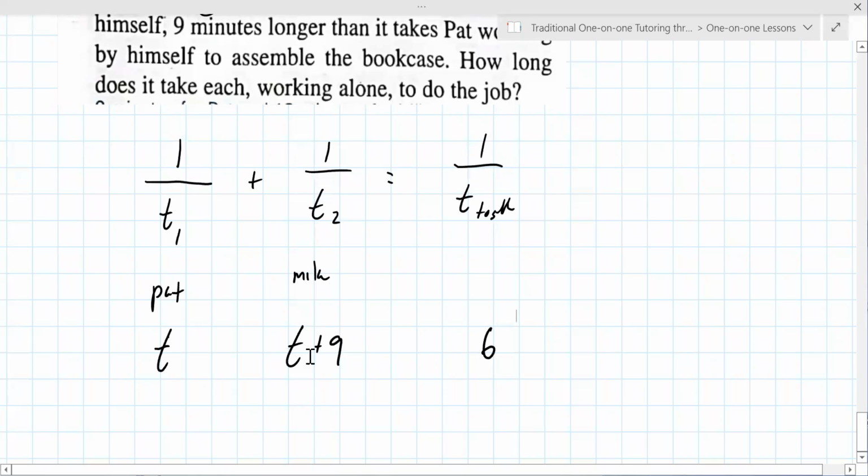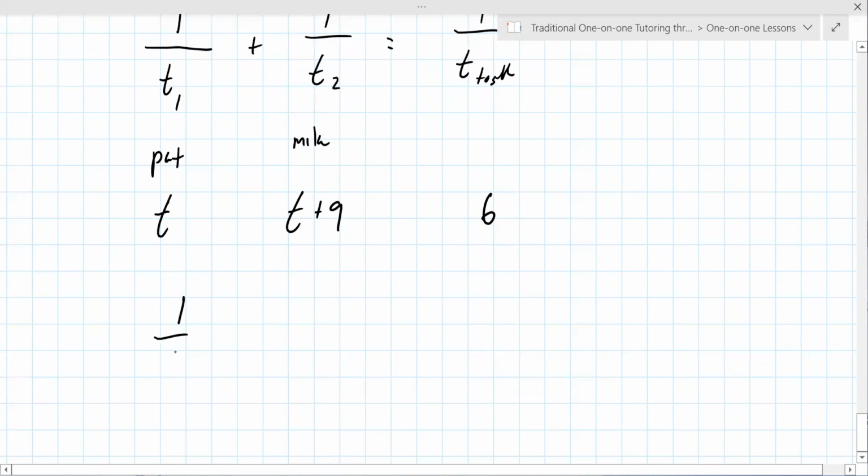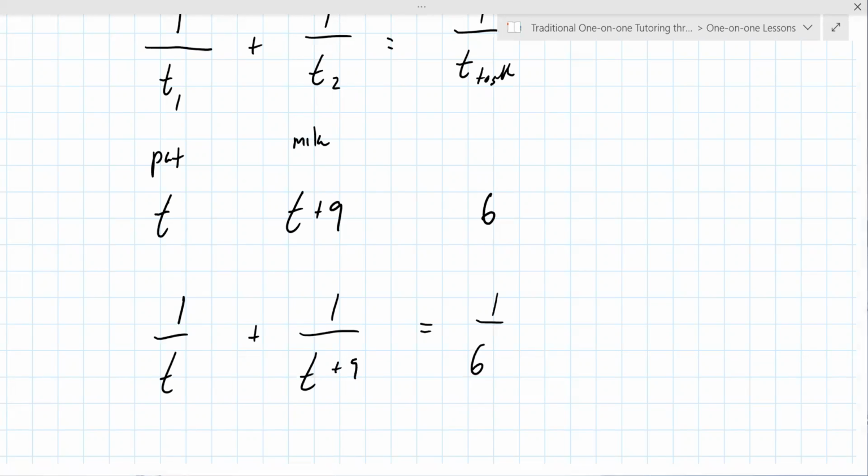So you generally use plus, I believe. Confirm that here in a moment. You wouldn't go like Mike's T and Pat's T minus 9. You generally use plus for these. So just keep that in mind. That's a little wrinkle here. So here's what we've got: 1 over T plus 1 over T plus 9 equals 1 over 6. Okay.